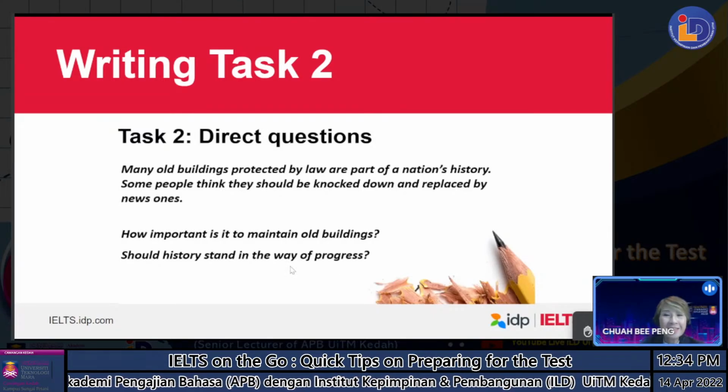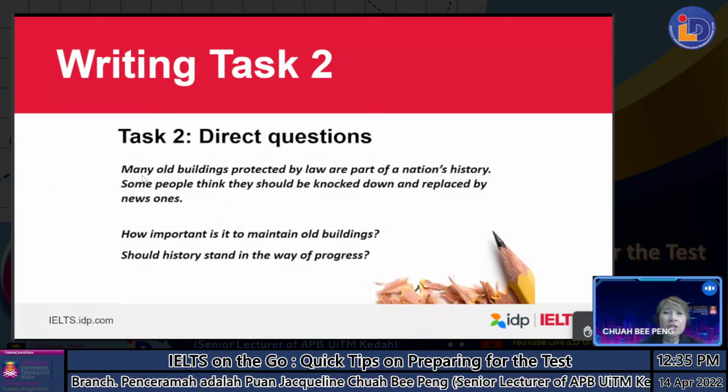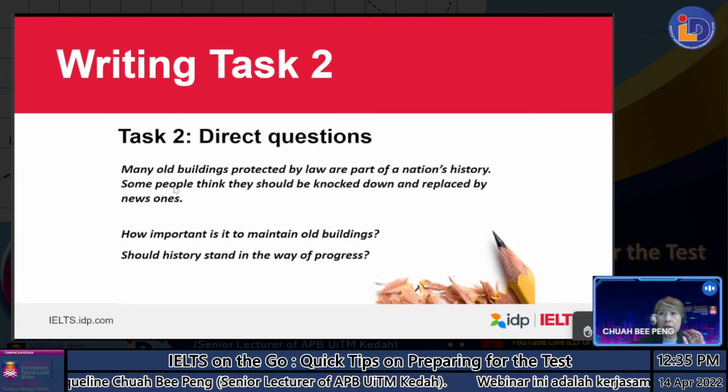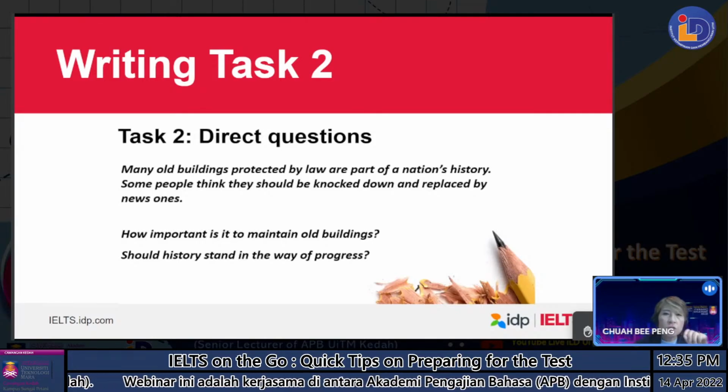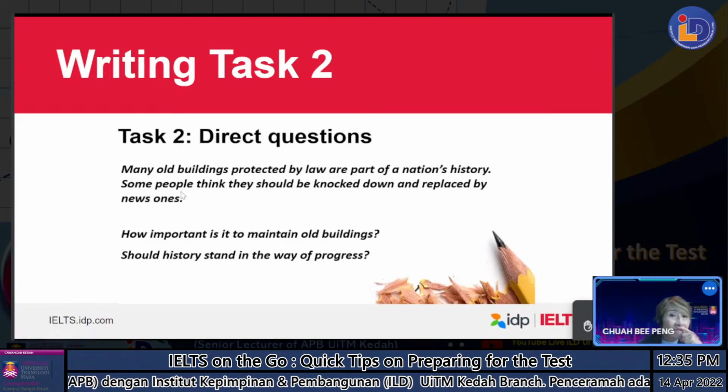So you must understand the question. In Task 2, it's always very important for you to understand the question rather than forming your own impression. Some candidates think, "Oh, about old buildings, architecture is my line, I know what to do already." Then you start writing all about old buildings. Finished. But it also asks you about history.